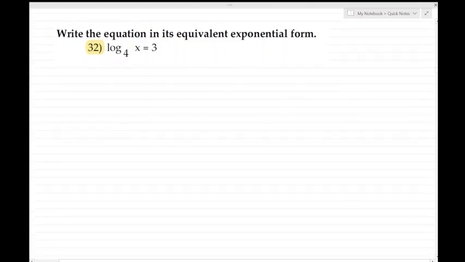Okay. Write the equation in its equivalent exponential form. So we're going from logarithmic form to exponential form. It's important to recognize at least what form we are starting with, right? And there's only two, right? Logarithmic form and then exponential form. So it's not too bad.